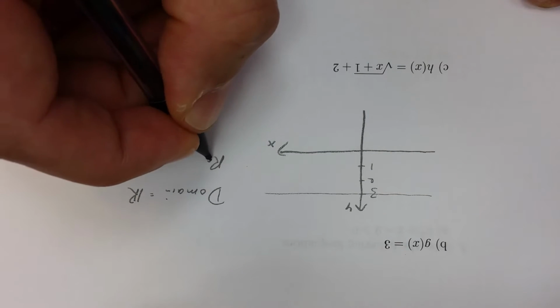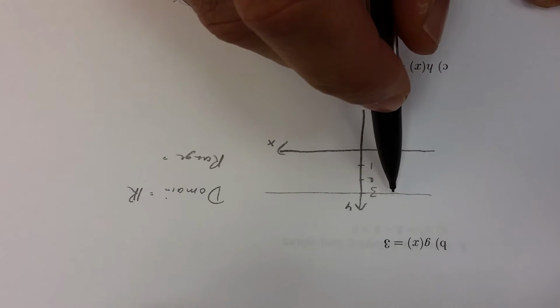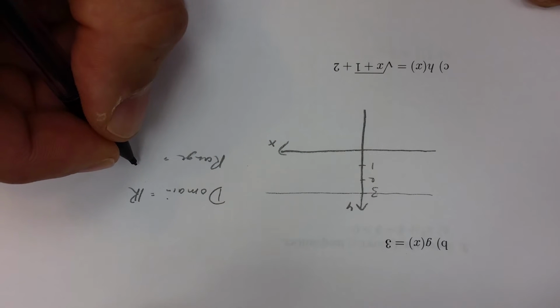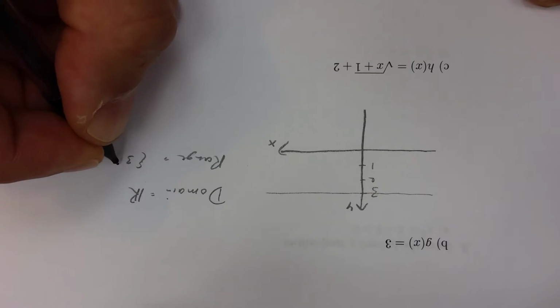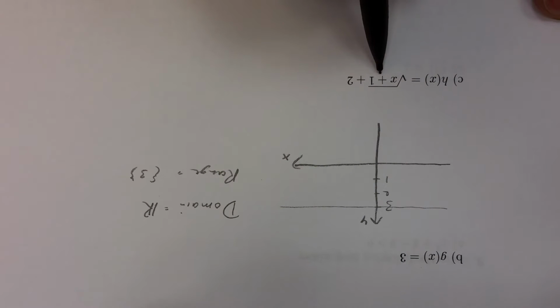And the range is the set of y values which come out. Well, there aren't really very many y values which come out. Only 3. That's the only y value which comes out of this thing. So the only y value in here is the number 3. That's it. Let's take a look at this one.